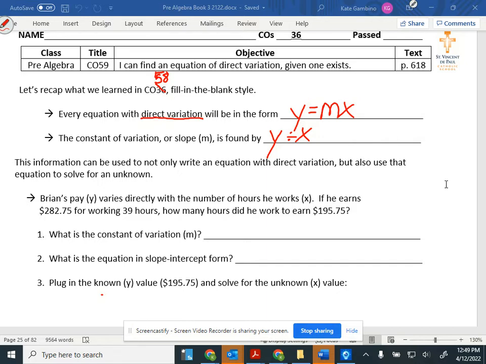Now, this is very, very important. We have a key phrase. Mr. Schultz, when I was talking with him about this objective, he said, make sure you point out to them this key phrase.